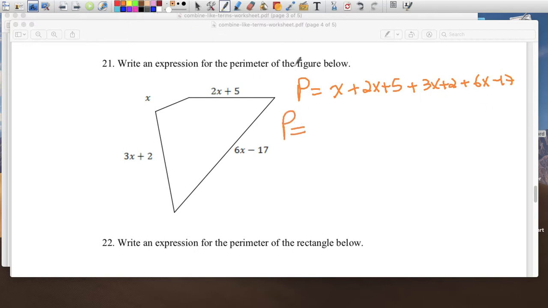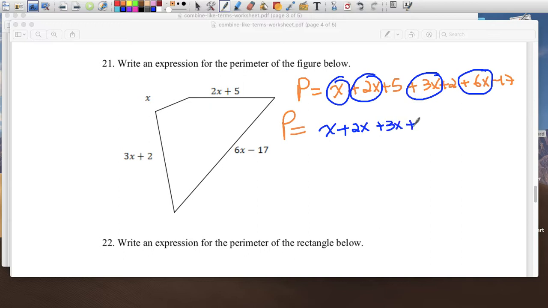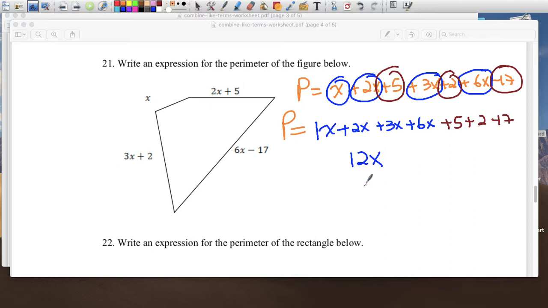So I am going to circle all the x's. So it's going to be this guy, this guy, this guy, and this guy. So I'm going to put all of them next to each other. And then I'm going to put everything else: this is a plus 5, plus 2, and minus 17. All my numbers together, all my x's on one side. So this is all addition, so it makes life very easy. So again, this one, make sure you put a 1 in there to make life easier. So it's 1 plus 2, which is 3, 3 plus 3, which is 6, and 6 plus 6, which is 12. So I have 12 x's in total.